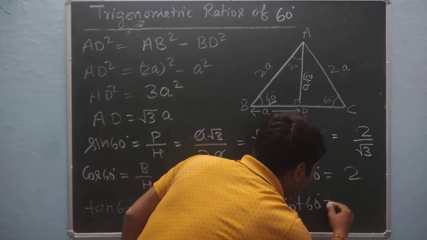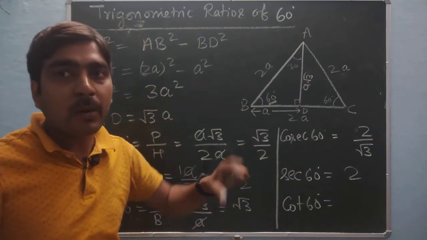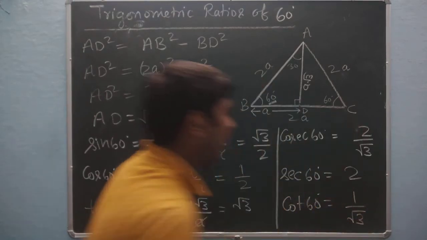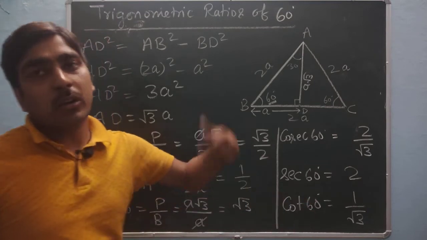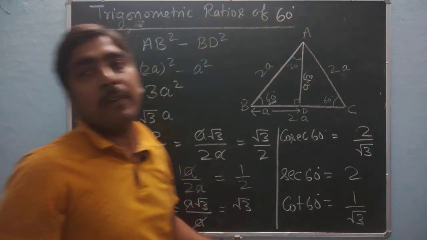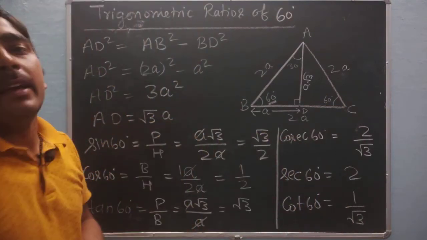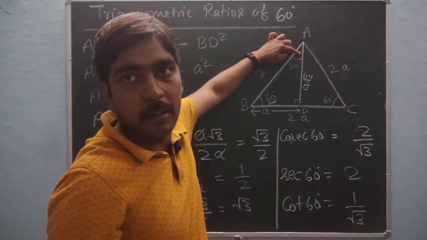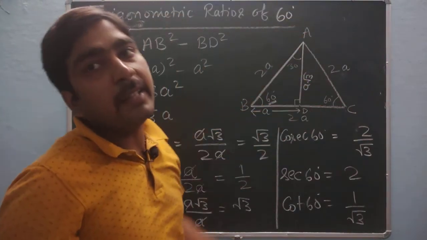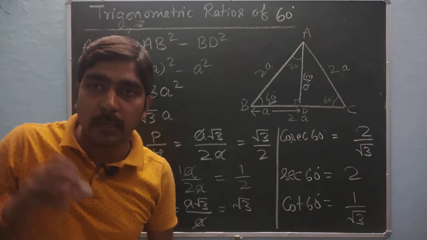Then we have to find cot 60. Cot 60 will become 1 upon tan 60. So this will become 1 by root 3, because tan 60 was root 3. So this is the derivation of all the ratios that we learned. Similarly, if we take theta as this angle, then the perpendicular will become a and the base will become a root 3. Then using this theta we can find all the ratios of 30 degrees.